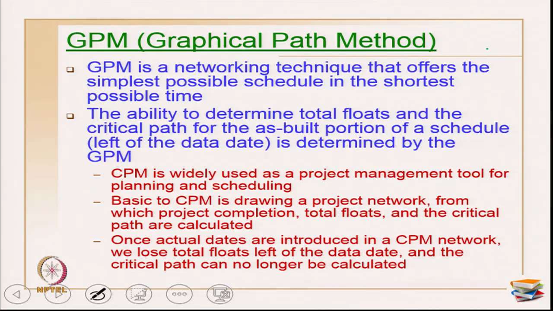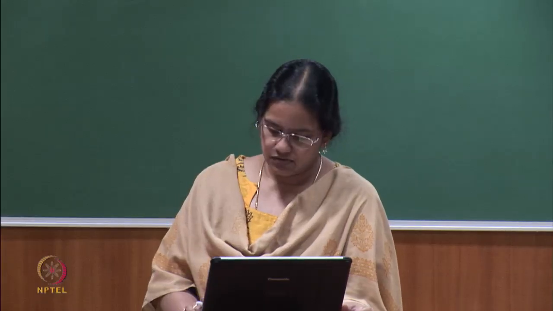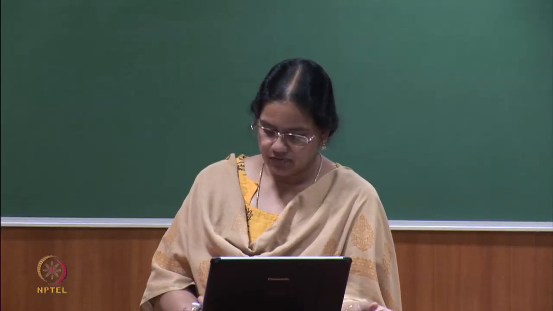Okay. Now, once the actual dates are introduced in the CPM network, like maybe you plan 6 days it takes, but the first date may be on 1st of July and the 6th date may be on 7th of July. When the actual dates are implemented and the as-built drawing is really generated, we start losing the information on the data date, which implies a previous data date, like total floats and what happened, where the delays happened and so on. We generally do not take notice of it, we miss all those, and the critical path can no longer be calculated. So, for those instances GPM is very widely used.